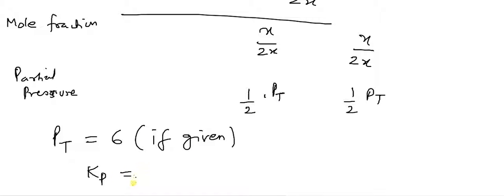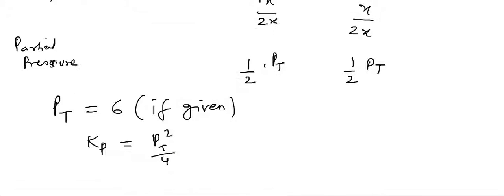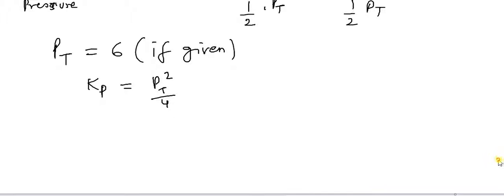From the previous thing, what we understood was Kp equals 4x square P upon 1 minus x square. So it will be Pt square divided by 4, Pt square divided by 4. And if you are asked to solve it by another method, there is method 2 also for this question.